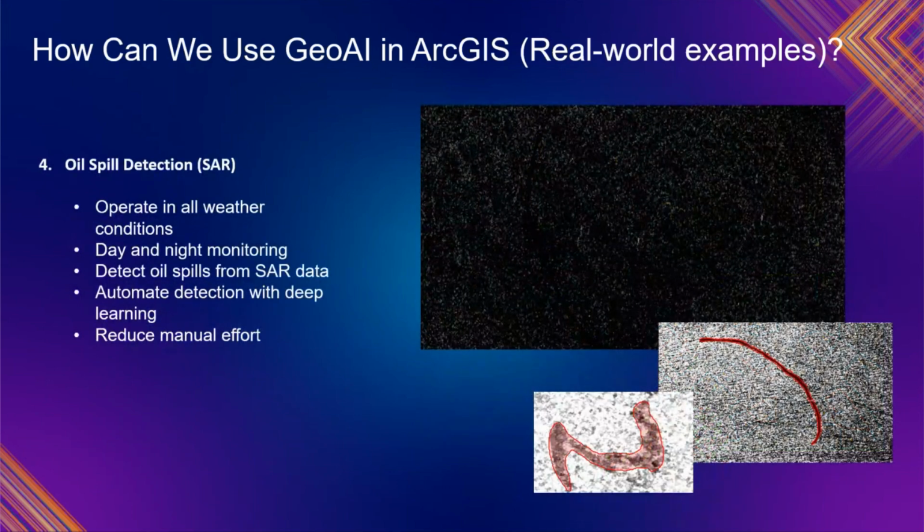Oil spill detection, of course, is extremely important. Being able to detect when oil has spilled in a specific area in the water, and to be able to mitigate those issues and reduce the manual effort of finding where the spill has spread to, and how to automate that ability.